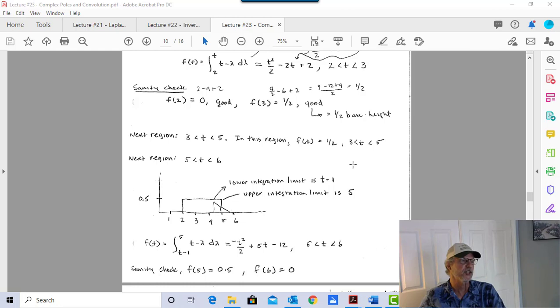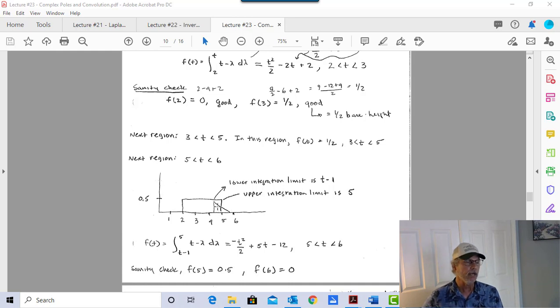Our next region is going to be the area between t equals 5 and t equals 6. Why do I have to handle that as its own region? Because below 5, my triangle is all the way inside here, and 1/2 the base times the height gives me 1/2. But as t increases past 5, my overlapping area will decrease. How do I handle that?